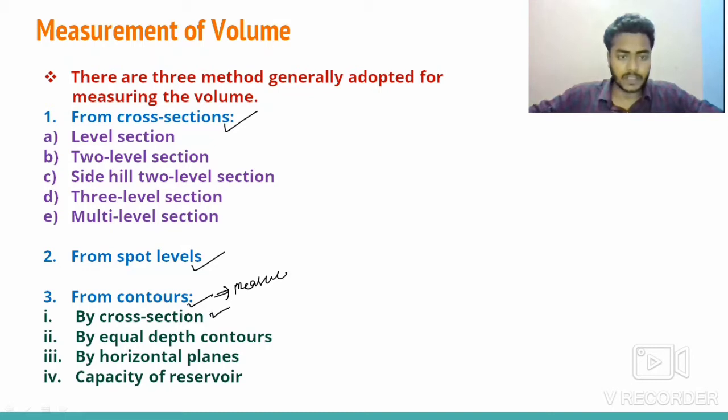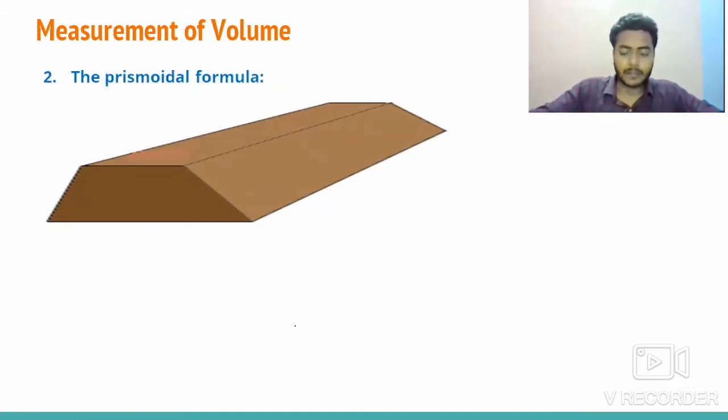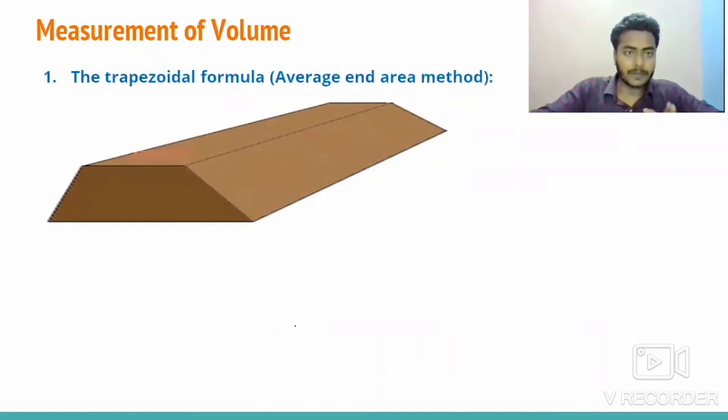So the first method is by cross section, by equal depth contour, by horizontal planes, capacity of reservoir. So that we'll discuss one by one. Before the discussion of measurement of volume from the contour map, first I will discuss the two basic formulas to calculate the volume if we have the area of different sections. The first is the trapezoidal formula, and the second is the prismoidal formula.